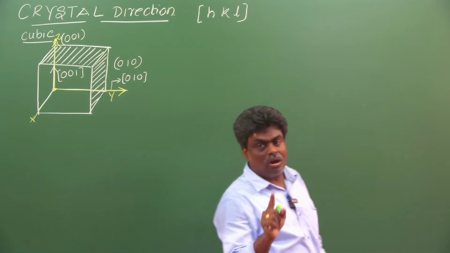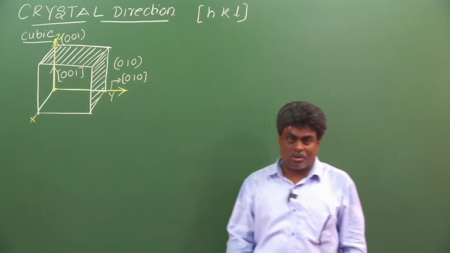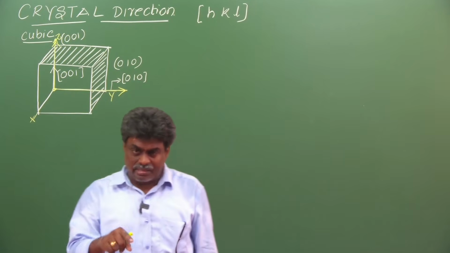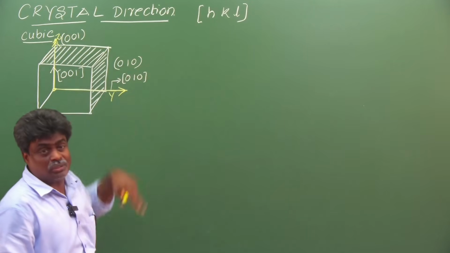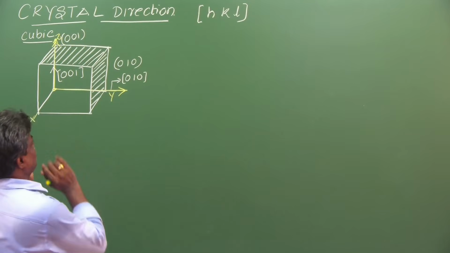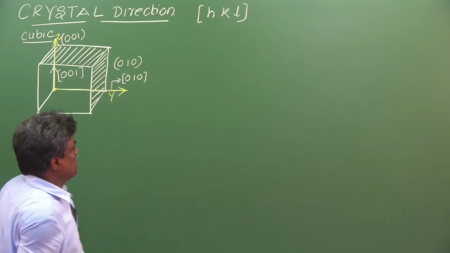A line drawn normal to a plane, I have given a point also, normal to that plane gives what? The direction of the crystal plane. Like this we can represent. Now come to more general.